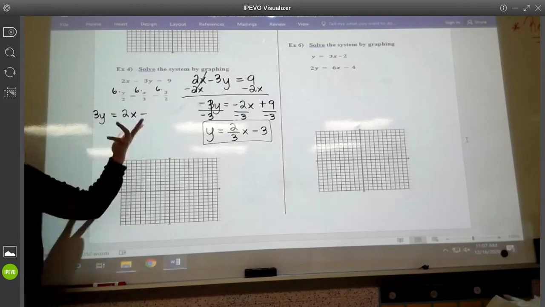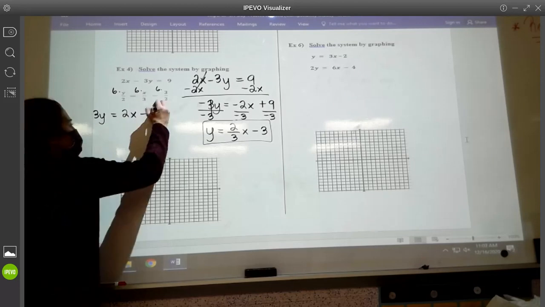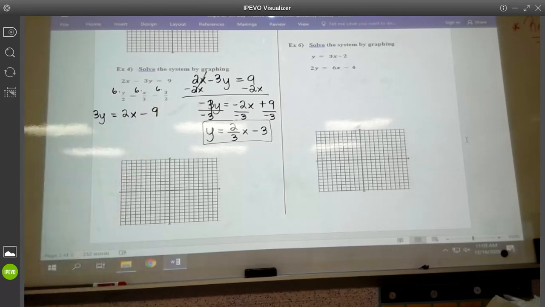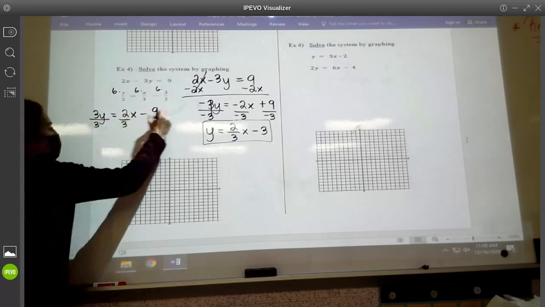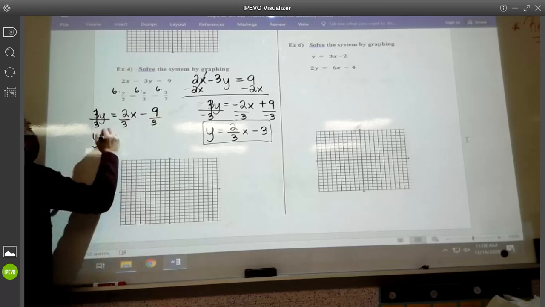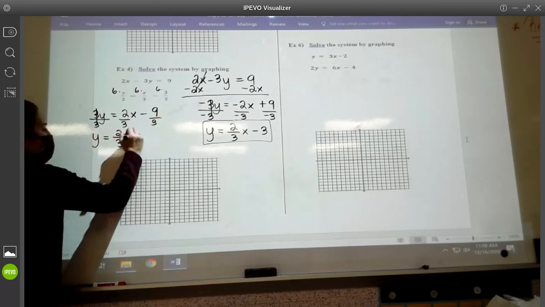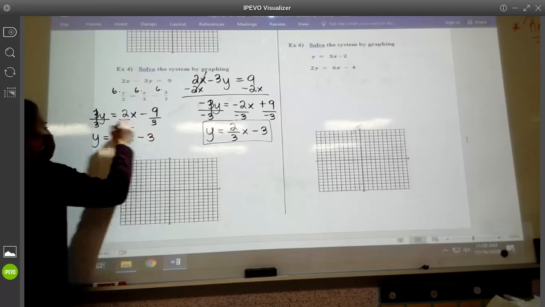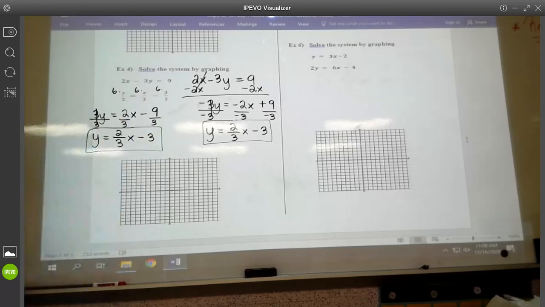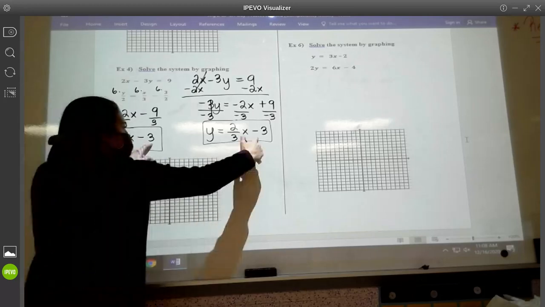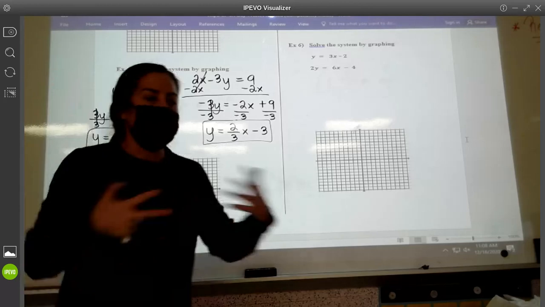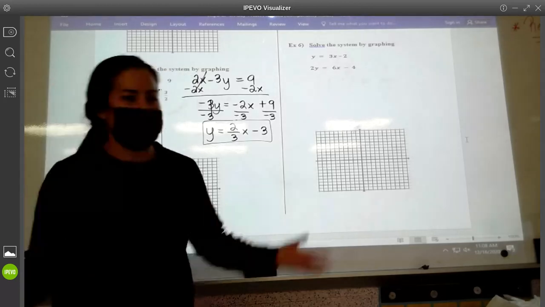6 times 3 is 18. 18 divided by 2 is 9. And now all you have to do to get y by itself is divide by 3. Two over 3 does not divide or reduce, and then minus 3. So guys, when you look at these ones, like, oh, are they parallel? Well, guys, this time, yes, they have the same slope, but they also have the exact same y-intercept. So they actually represent the exact same line.